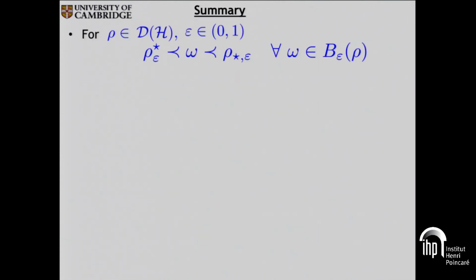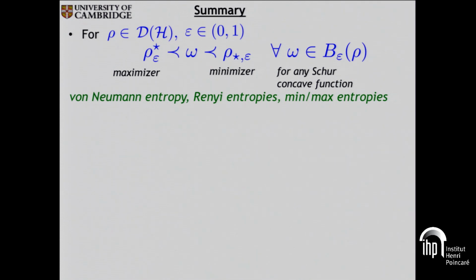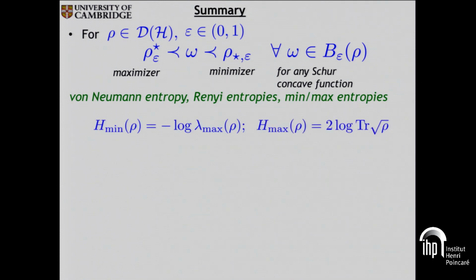Okay, so to summarize, we have proved that for rho belonging to D of H and this parameter, there exist these two states satisfying this majorization relation, which are the maximizer and the minimizer, respectively, for any Schur concave function. And these are examples of such functions. And this is the bit I hadn't mentioned before. These are the min and the max entropies, defined in the following manner. This is the maximum eigenvalue of rho, and 2 log trace of square root of rho.